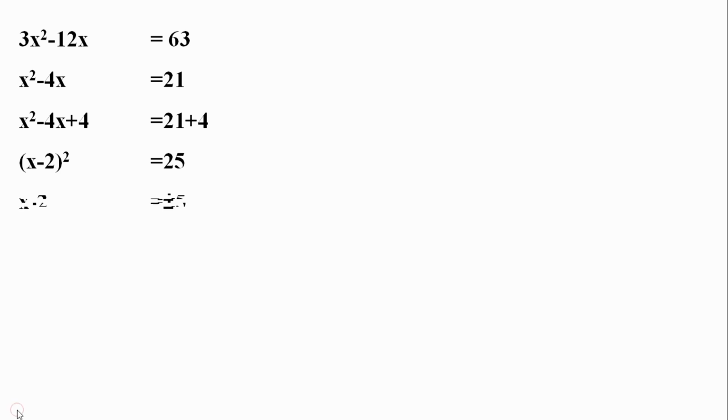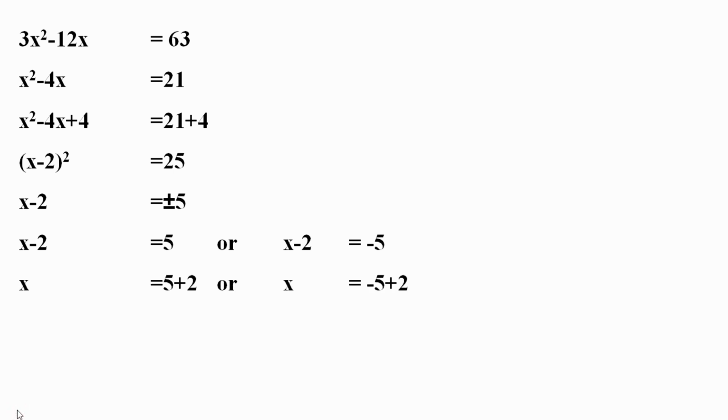X minus 2 equal to plus or minus 5. Now this can be written as two equations, x minus 2 equal to 5 or x minus 2 equal to minus 5. From the first equation we can write x equal to 5 plus 2, and from the second equation we can write x equal to minus 5 plus 2, or we can say x equal to 7 or x equal to minus 3. Now x means the radius cannot be negative, so we can say x equal to 7 or radius of the circle equal to 7 centimeters.